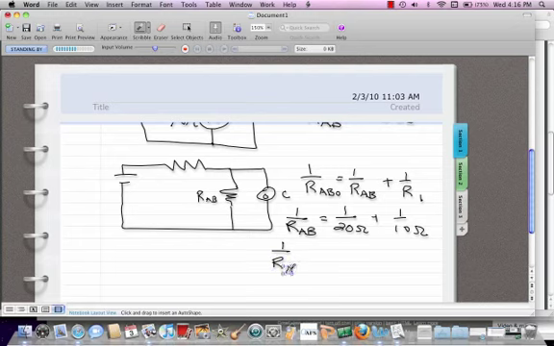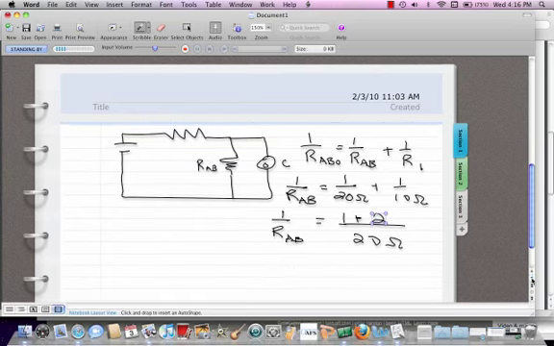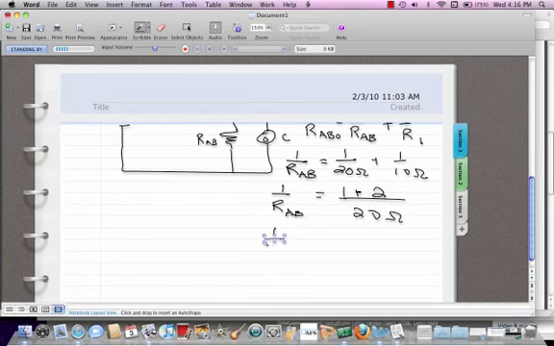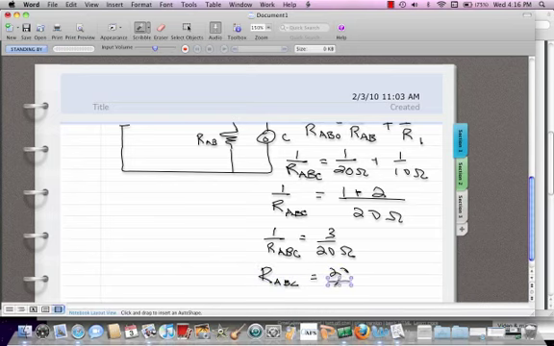So I need a common denominator, and the common denominator is going to be 20. So I have 1 here plus 1/10 is equal to 2/20, so I have a 3 here. So I have 1 over RABC is equal to 3 over 20 ohms. So now I have to flip. So RABC is equal to 20 over 3 ohms, and that's about equal to 7 ohms.